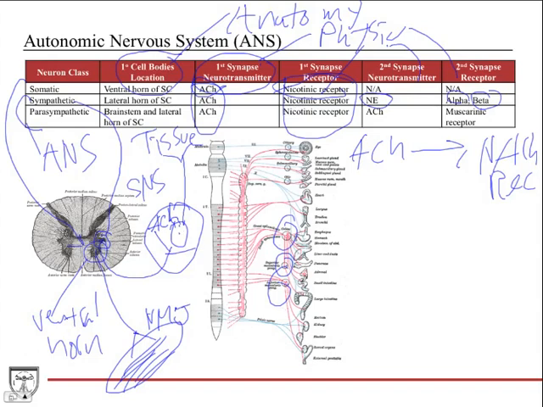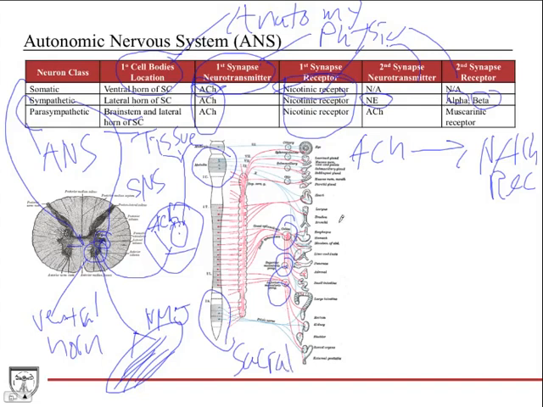Now, let's go to the PNS. It's also referred to as the craniosacral division. Now, the reason for that is that the cell bodies are either located in the brainstem up here, or the lateral horn. And the only place they're located in the lateral horn is down here in the sacral region.